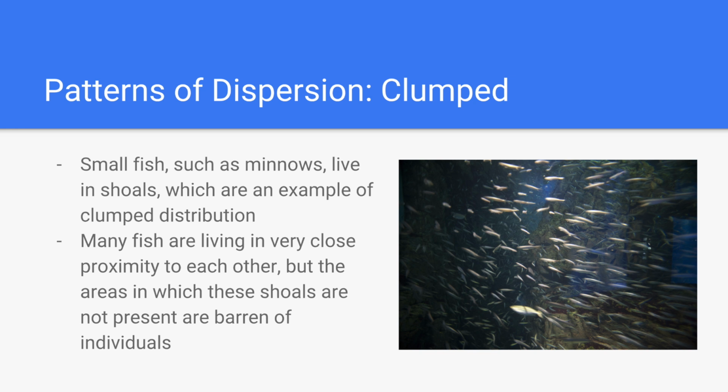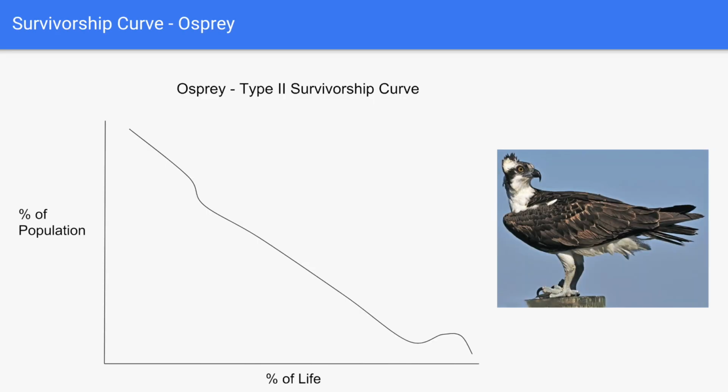The final pattern of dispersion in biomes is clump dispersion, and in wetlands and estuaries, this occurs among primarily small fish, such as minnows, which live in schools. When these fish are examined in order to determine the population pattern, what appears is that there are clumps of some animals, but then there are no members of the species in other areas, leading to the pattern of clump dispersion.